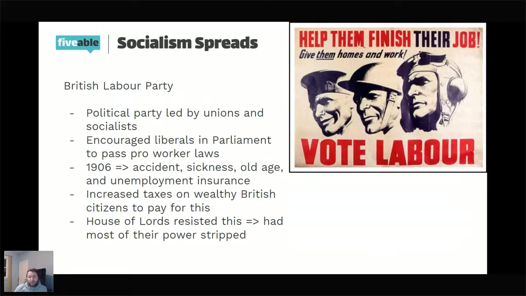If you look at the British Parliament, the House of Commons has all the power. The House of Lords still exists, but it really doesn't do all that much. The House of Lords really is just there as a symbolic thing, much in the same way as the Queen.